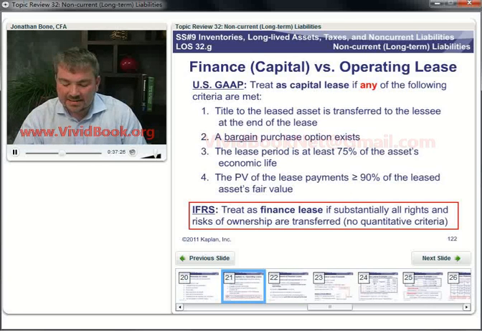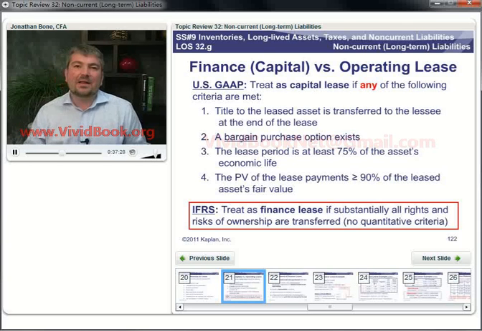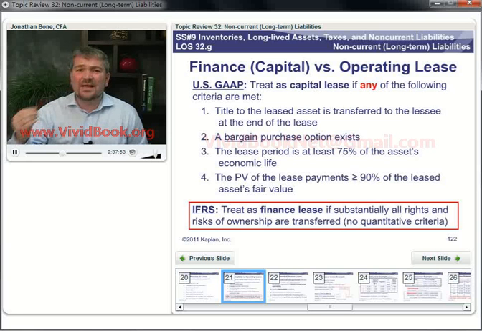Next LOS, and this is a biggie, distinguish between capital and operating leases. Now, capital leases also get called finance leases. They tend to get called finance leases under international accounting standards and more commonly capital leases under US GAAP. So we're comparing finance slash capital lease to an operating lease. Now, we need to know when it will be treated as a capital lease. US GAAP has a set of 4 rules, and if any of these are met, okay? Any, not all of them, just any.